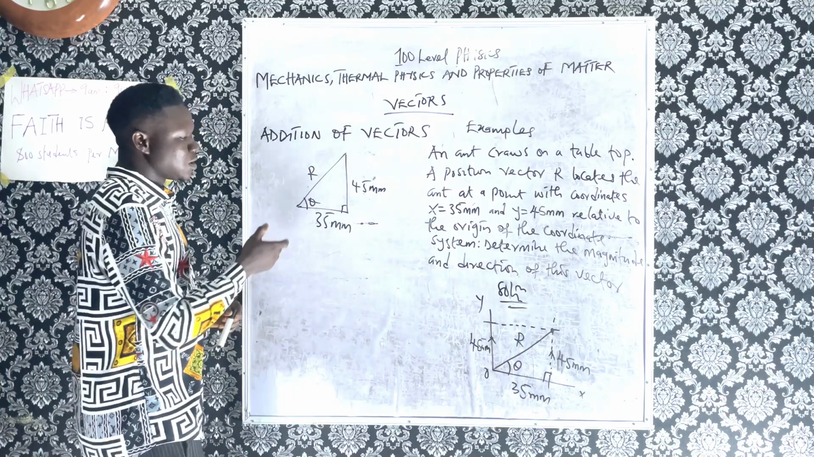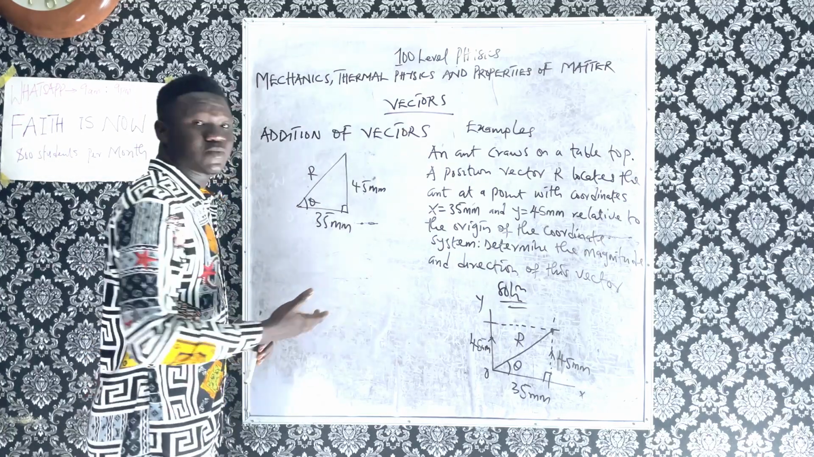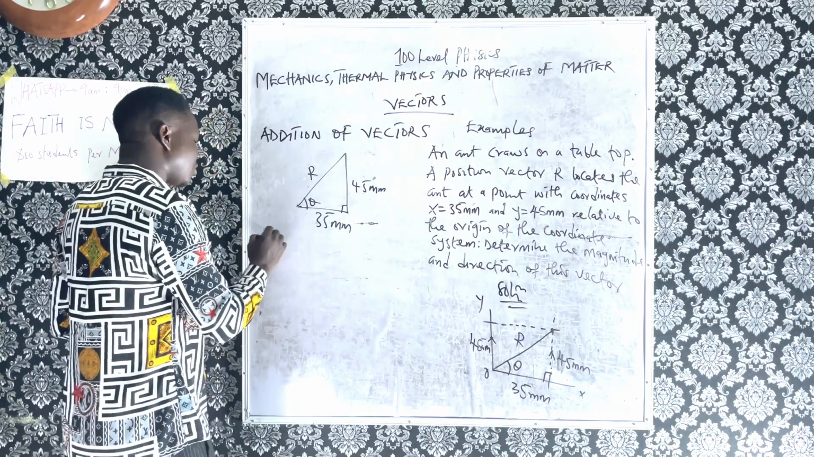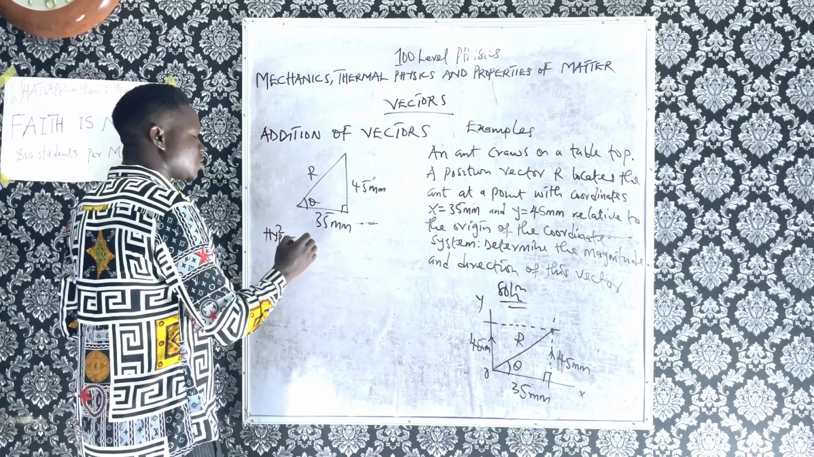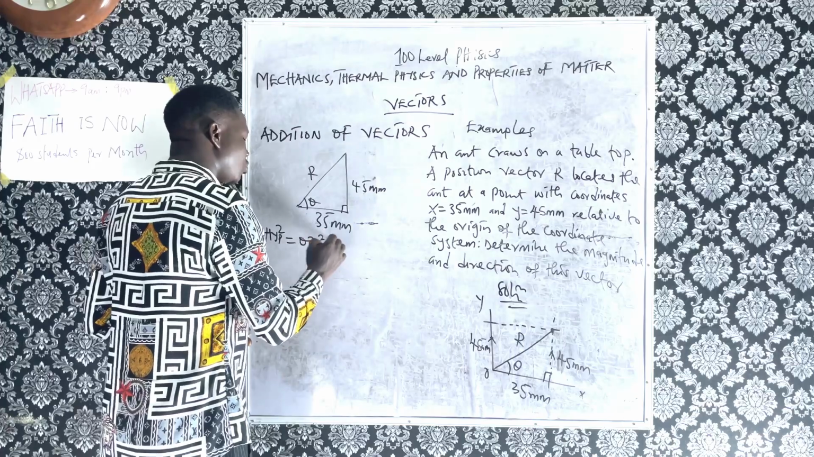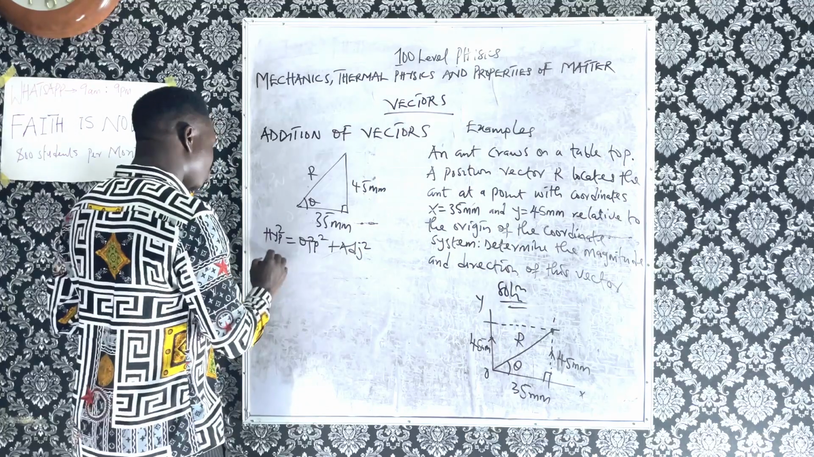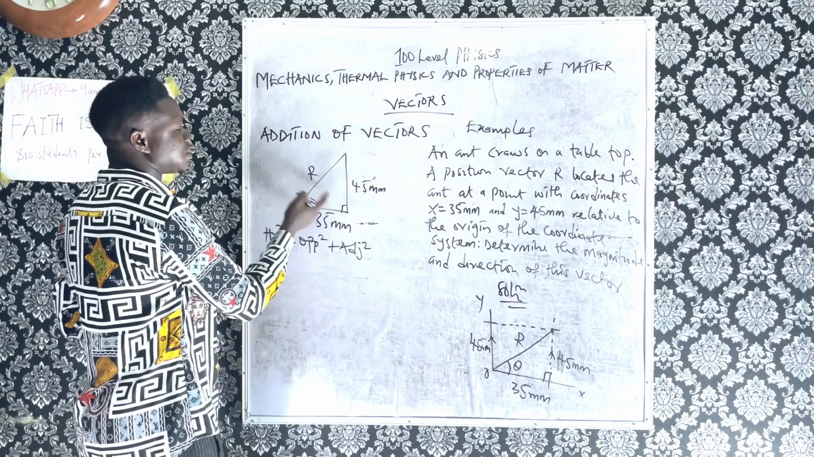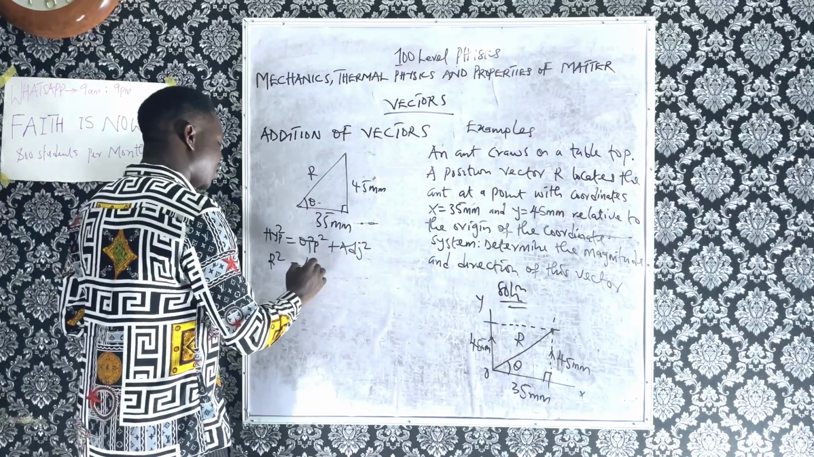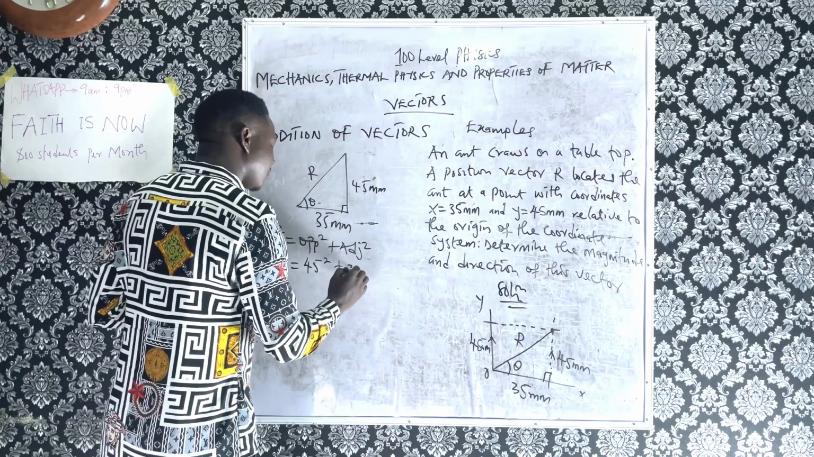So if I want to get my resultant force, all I need to do is basically use Pythagoras theorem. From Pythagoras theorem, we remember that hypotenuse squared equals the sum of the squares of the other two sides. So it could be opposite squared plus adjacent squared. So r squared, that's hypotenuse, the side facing the 90. The side facing the angle, that's opposite. So that should be 45 squared plus 35 squared.